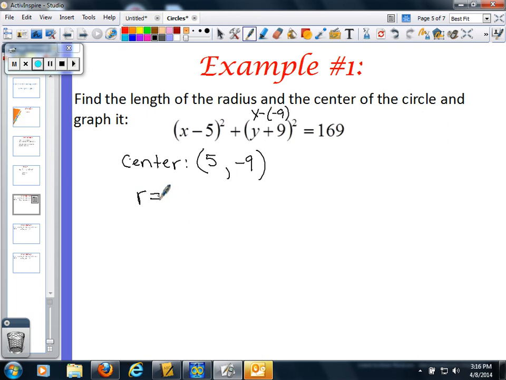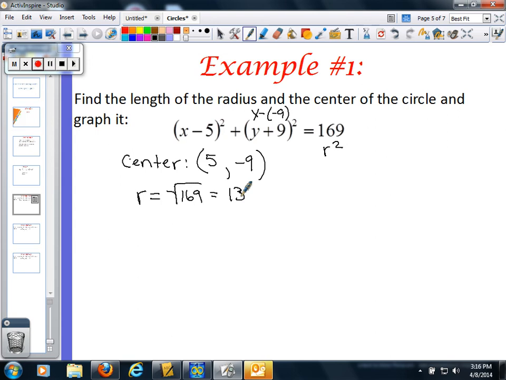My radius then, if we remember correctly, it's (x minus h) squared plus (y minus k) squared equals r squared. So I need to find out what the square root of 169 is. So the square root of 169 is going to equal 13. So my radius then is going to be 13.